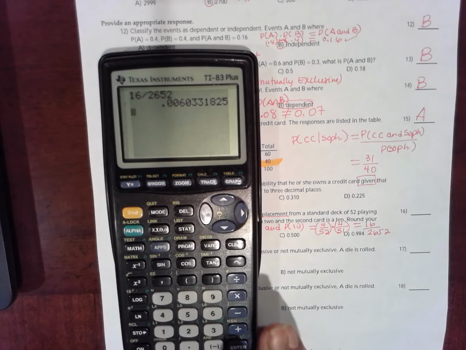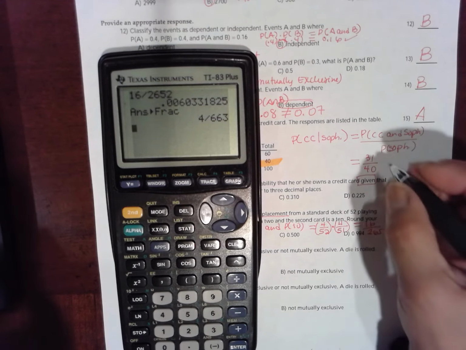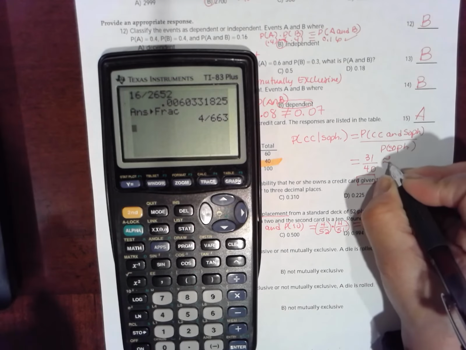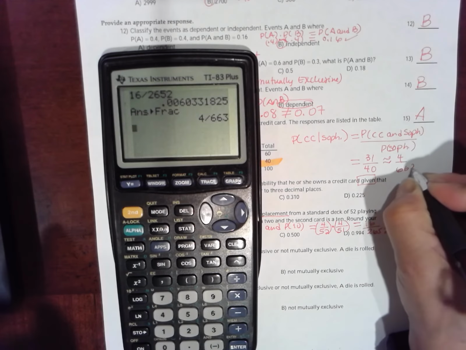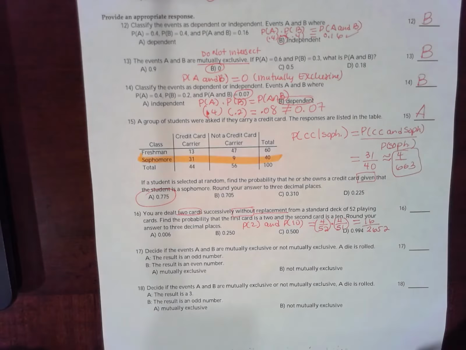So you multiply across, that is 16 over the product of 52 times 51, 2,652. So what we're going to do is 16 divided by 2652. That gives you a long decimal, but you can go to math, enter, and that simplifies to 4 out of 663. It doesn't seem that it can be simplified any further.